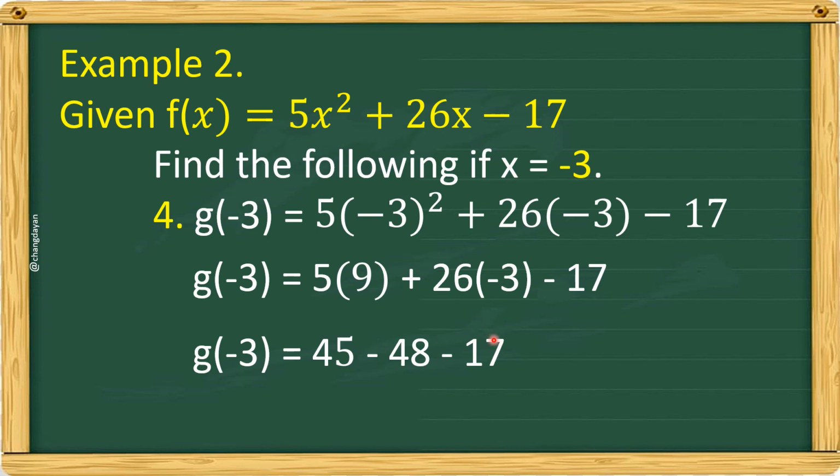26 times negative 3 minus 17. How do you get 45? 5 times 9 is 45. 26 times negative 3 is negative 78 minus 17. Therefore, we have 45 minus 78, that is negative 33 minus 17. Final answer is negative 50.